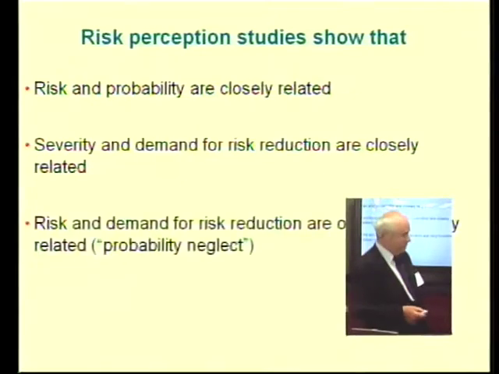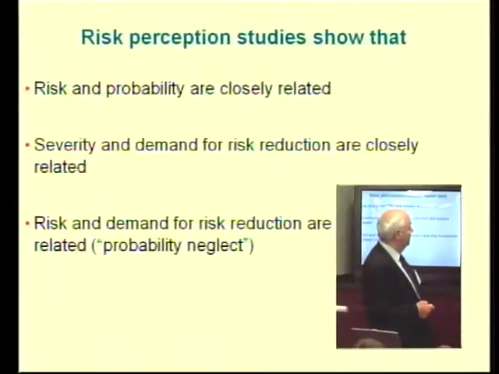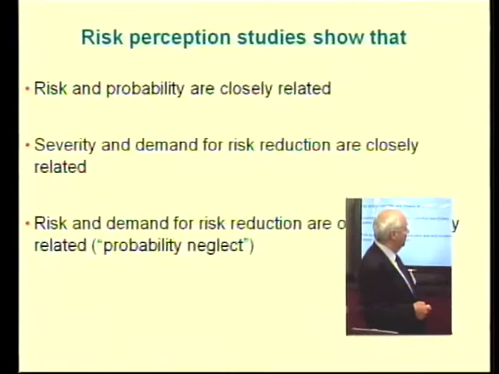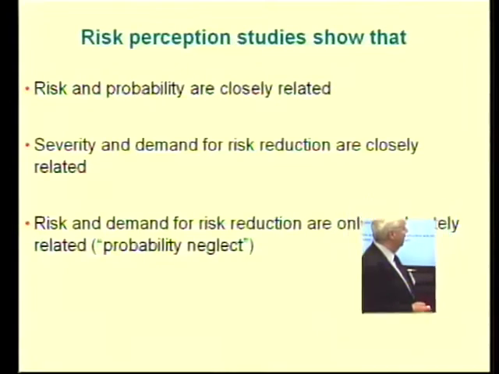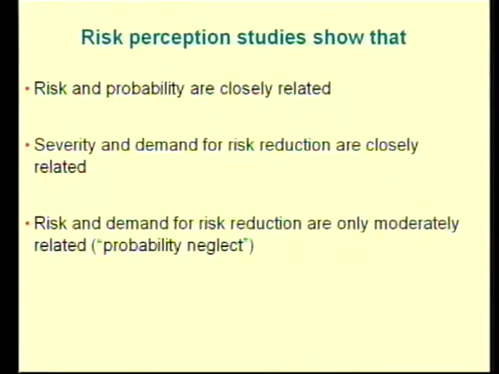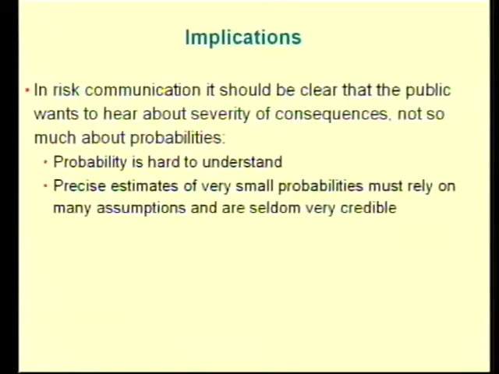And our research has shown that risk and probability of harm are closely related. Severity of harm, how bad it would be, and demand for risk reduction are closely related. Risk and demand for risk reduction are only moderately related. Some people have called that probability neglect. People think about consequences, not so much about probability.